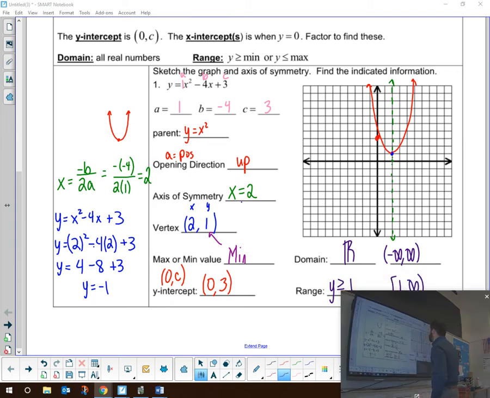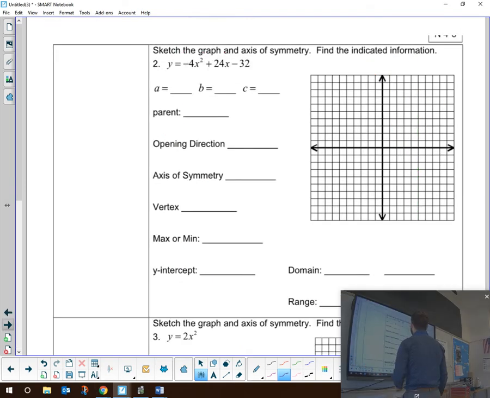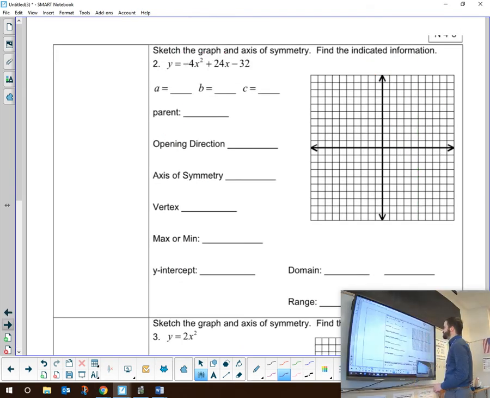So now that we've covered that first one, let's go ahead and turn to the second page. Let's take a look here at number 2. So we're going to do a similar thing here. We're going to label first my A, my B, and my C. So we have my A, my B, and my C. My A is going to be -4, my B is 24, and my C is -32.